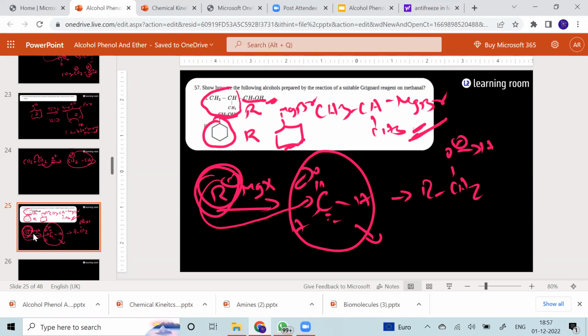Okay, sir. Sir, can you explain this question again? Yeah. So basically, they're saying that methanol is there, right? And you have to add a suitable Grignard reagent to form these two alcohols, is what they're telling, right?